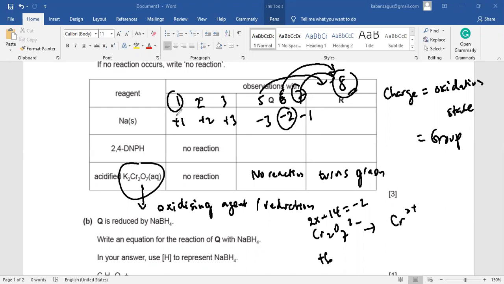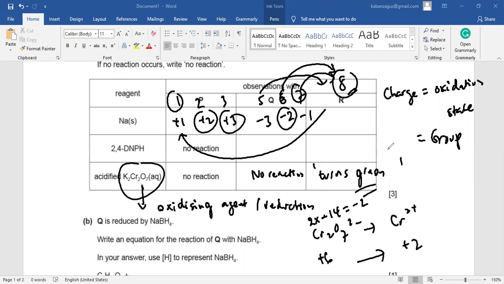Same thing here. If you have a plus 1, then in order to be stable, they need to lose 1 electron, and also 3 electrons, right? So in this case, Cr2O7 2- has Cr at plus 6, and it becomes plus 3. Then the Cr2O7 loses its oxygen, so the oxidation state is changing from plus 6 to plus 3. So it turns green.